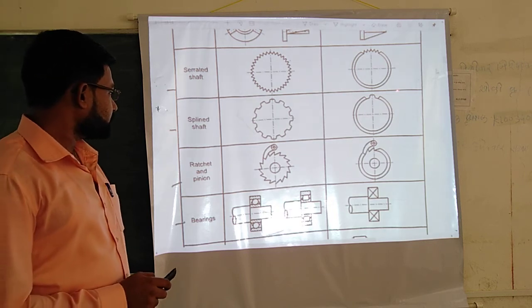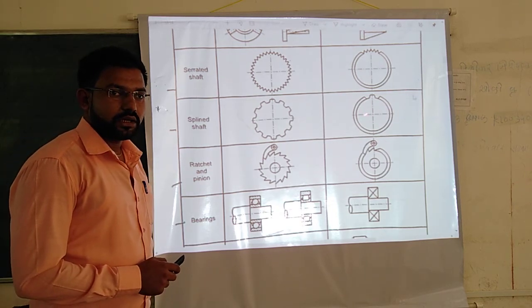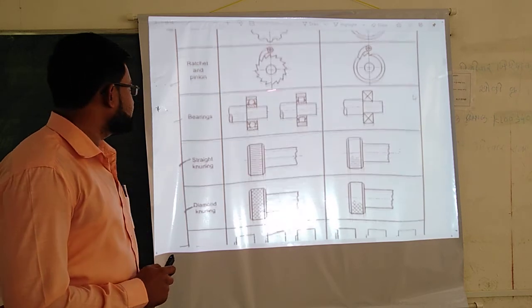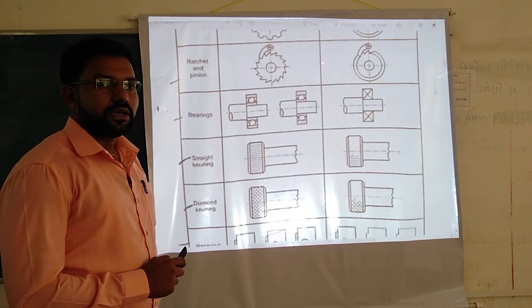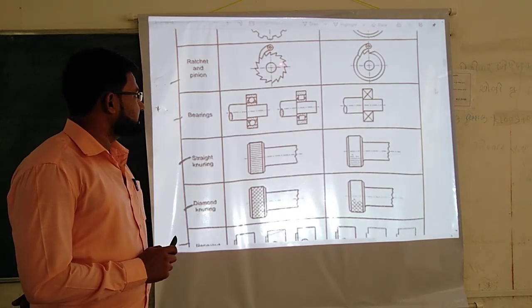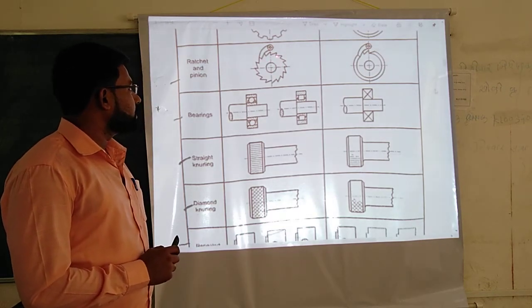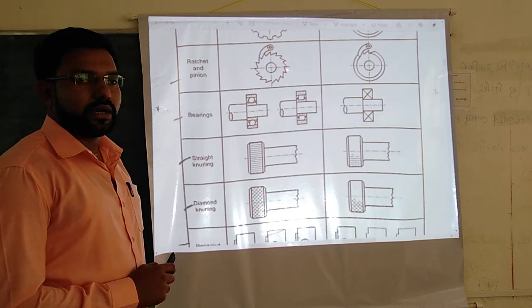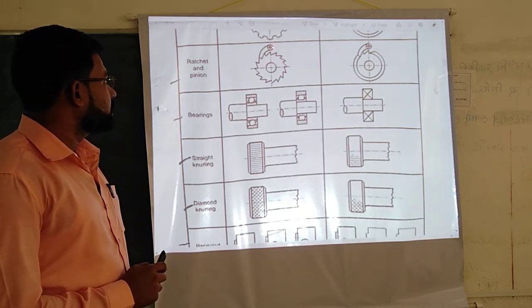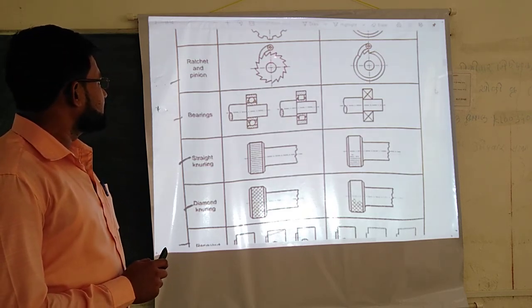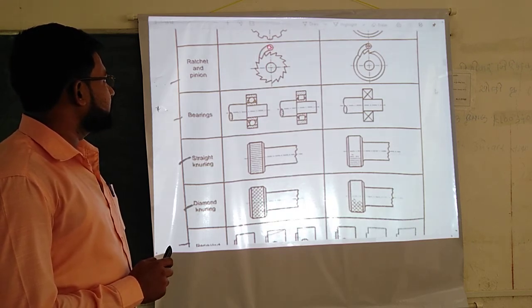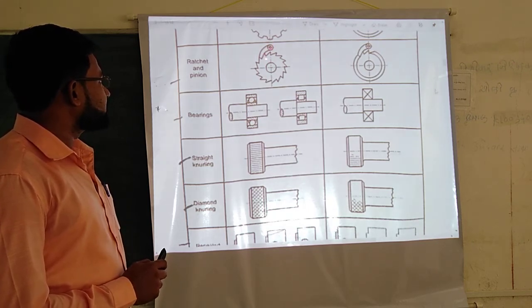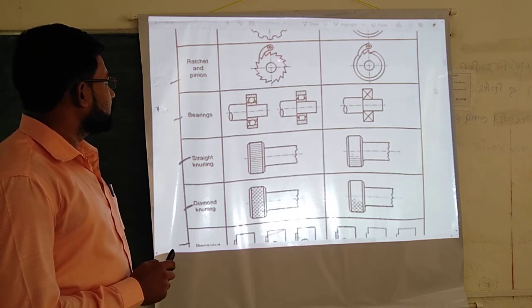Next we will see the ratchet and pinion. This is the ratchet and pinion. This ratchet and pinion is also used in a bicycle, that is, it will give only one direction of motion, that is forward motion. So this is the ratchet and this is the pinion. Means this pin fits into this and this will restrict the motion of the ratchet.